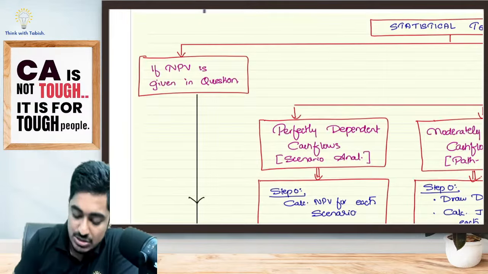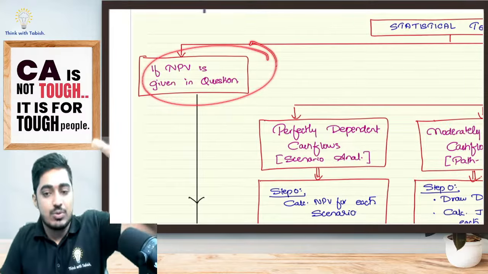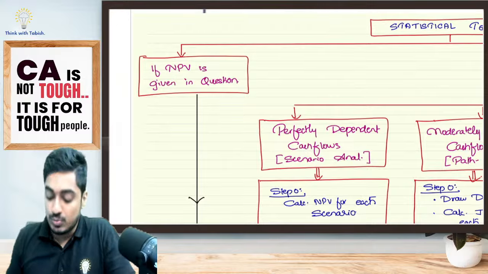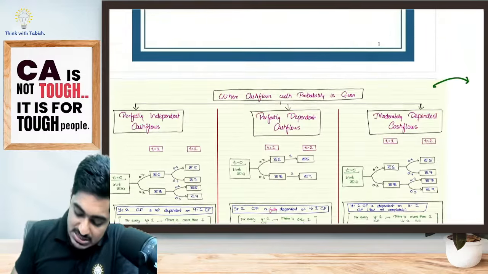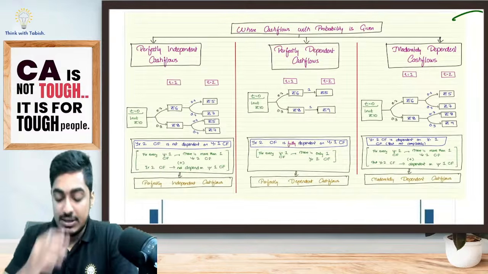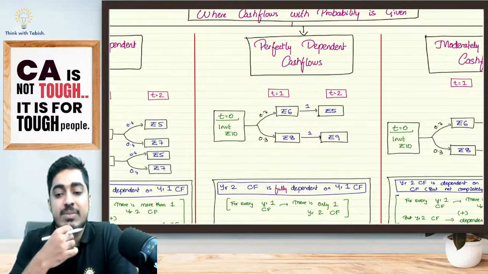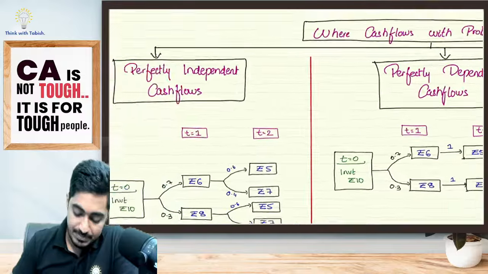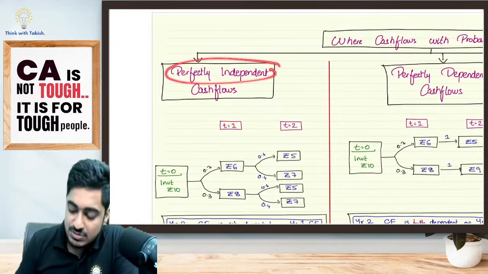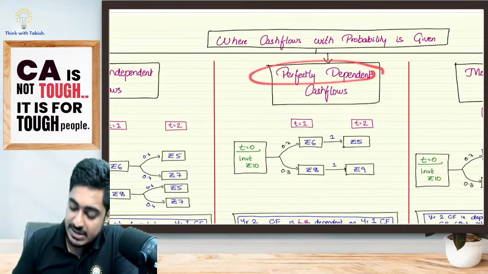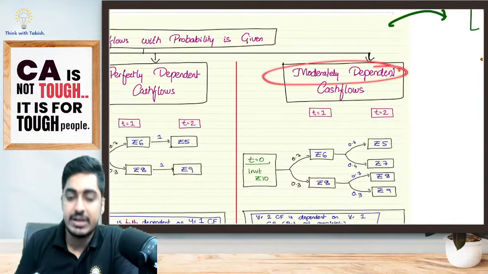But imagine NPV is not given. Question does not give NPV. Only cash flows are given. Based on that, how do we do? Important, students. Now understand, if cash flows with probability are given, my cash flows can be three different types: perfectly independent cash flows, perfectly dependent cash flows, or moderately dependent cash flows.